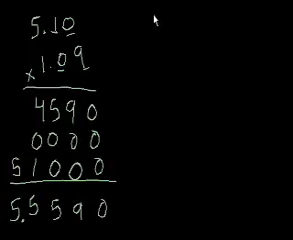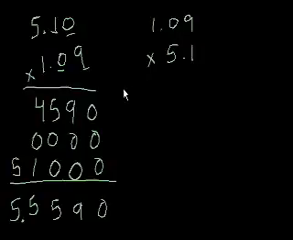So I can actually rewrite it as 1.09 times 5.1. Because you know in multiplication, order doesn't matter. A times B is the same thing as B times A. 2 times 3 is the same thing as 3 times 2. So 1.09 times 5.1 is the same thing as 5.1 times 1.09. So let's just multiply this out. And notice, these are the same numbers. All I did is I took the 0 off.